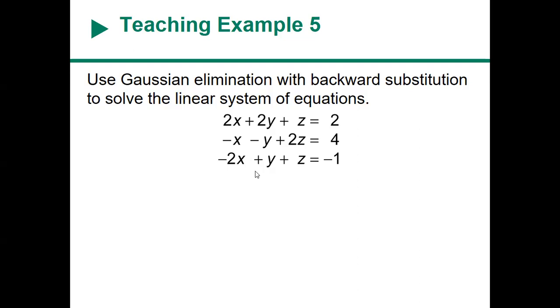Okay, so the first thing you had to do was set up the matrix, right? So you should have 2, 2, 1, and 2, -1, -1, 2, and 4, -2, 1, 1, and -1. That got weird, but yes.